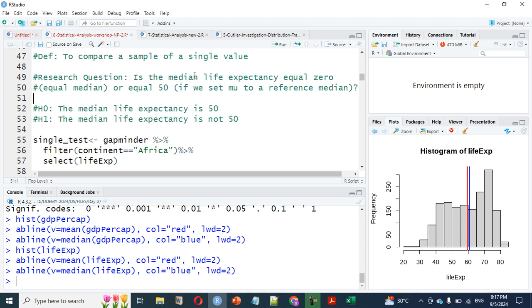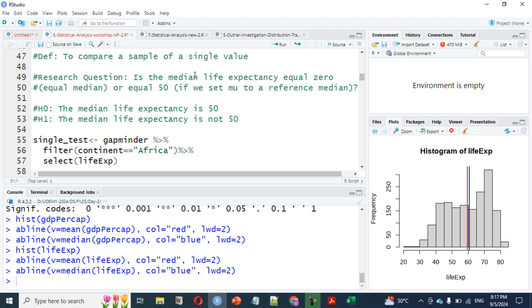All right, about equal median now, equal median, or equal to 50 if we set our MU to a reference median or to a theoretical median. Okay, let's say we have a reference median called 50. We can set it to 50. All right. So we are looking at the question like that.